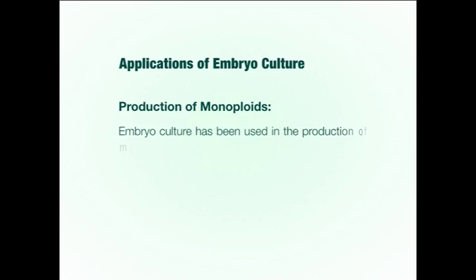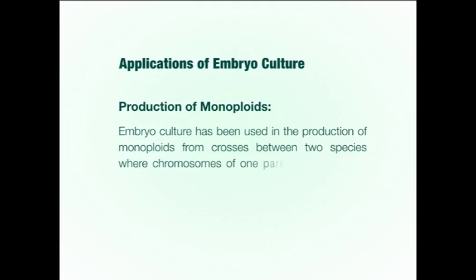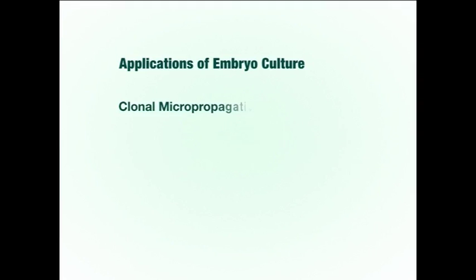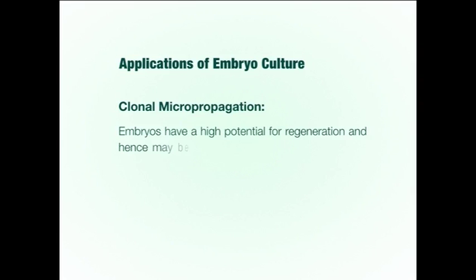The fourth application is in the production of monoploids. Embryo culture has been used in the production of monoploids from crosses between two species where chromosomes of one parent are eliminated in the process. The next application is in clonal micropropagation. Embryos have a high potential for regeneration and hence may be used as explants for in vitro clonal propagation.